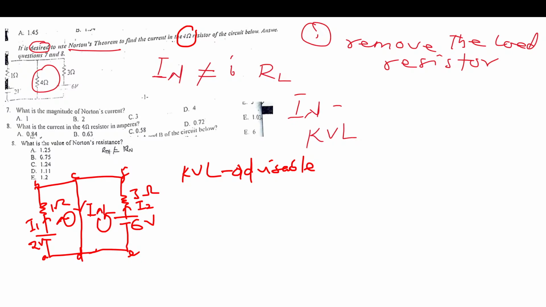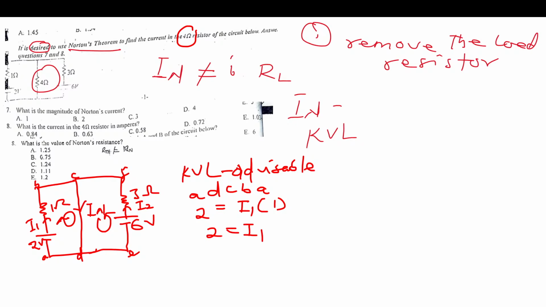Writing the KVL equation for loop A, D, C, B, and A. This is what you are going to have. Once again, the voltage source is equal to the voltage drop. So 2 is equal to I1 times 1. That is the resistor here. And you realize that there is no other resistor inside here, so we are going to have just one drop. So 2 is equal to what?